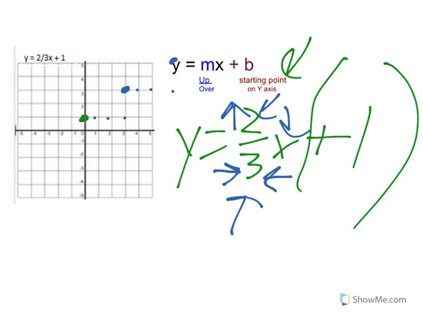So I'm going to go over 3 the other way, 1, 2, 3, and I'm going to go down, 1, 2, and there would be my next dot. And then you can see how I have my 3 dots, and I'm going to connect my line there. Right, so you should always have 3 dots when you're connecting your lines, just because it makes it straighter and a little bit more accurate.